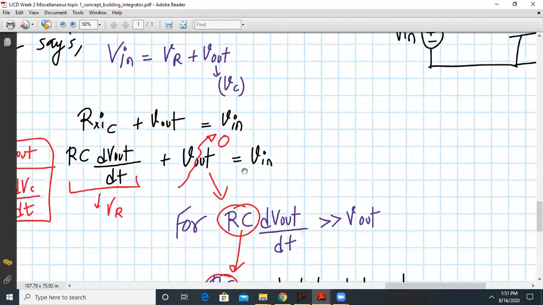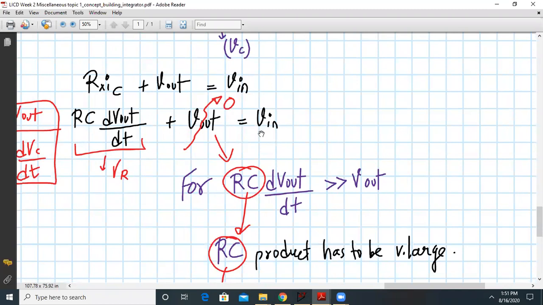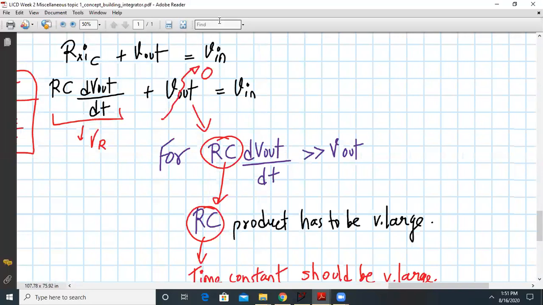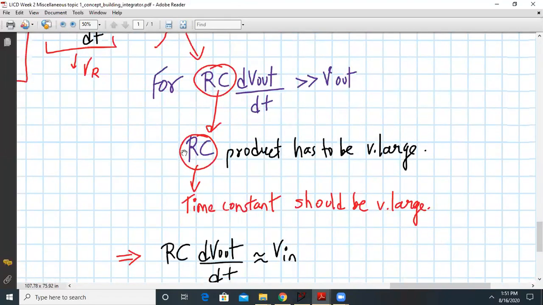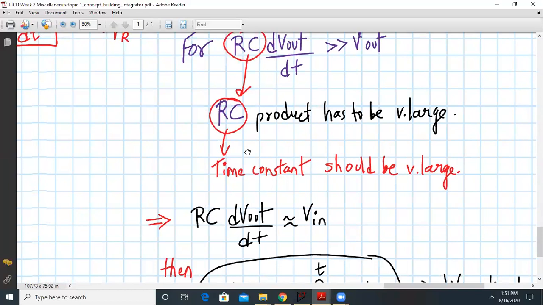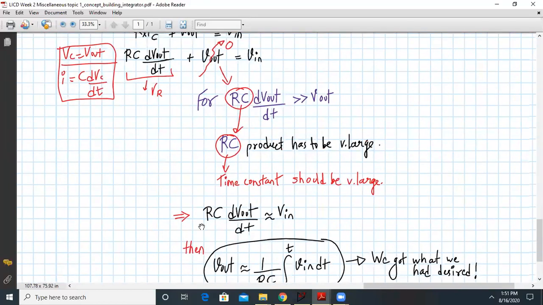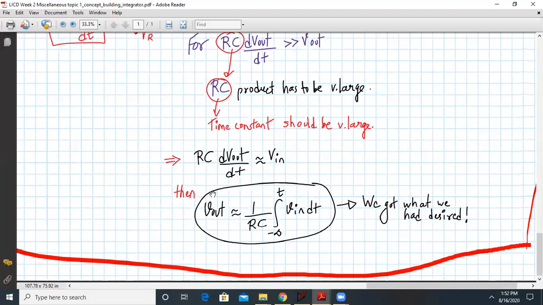Now, in order to make this VR equal to V in, we have to make the output, that is V out, approximately equal to 0, or negligibly small. For that to happen, we have to make this RC dV out by dt much greater than V out. That means we can only do that by making the product RC larger. RC is nothing but the time constant. If we do this, then we will get RC into dV out by dt approximately equal to V in, and if we integrate this, we get V out approximately equal to 1 upon RC integral from minus infinity to t of V in dt.